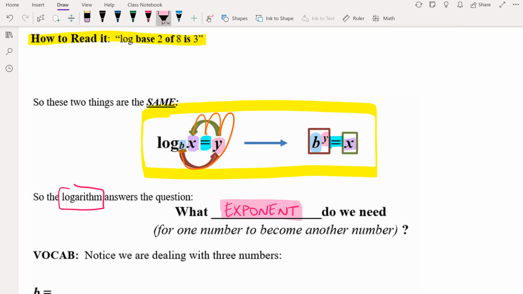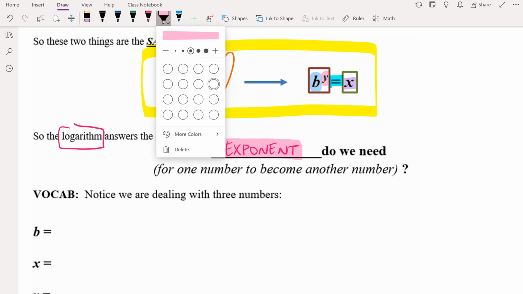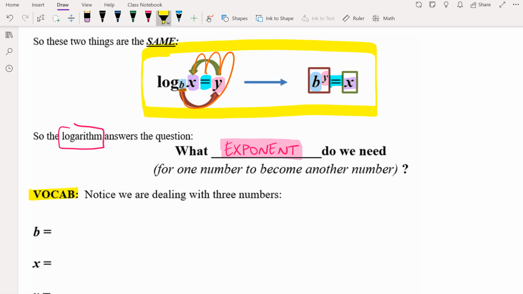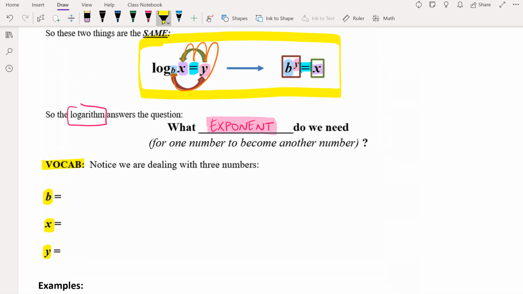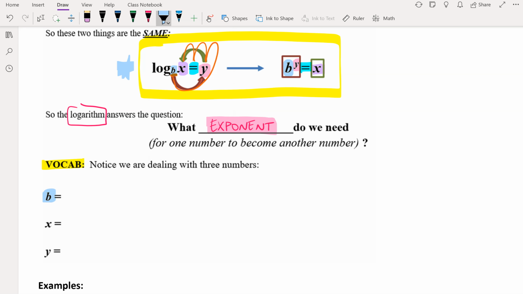Okay, let's go ahead and write some vocab down. So I do want you to write these vocab letters. Vocab, we have B, X, and we're also going to write down what Y is. We're just going to break down all three of these. So B, which I highlighted in blue up here, right? B is called the base. It's called the base in the log form, and it's called the base in the exponential form. B is always going to be called the base.